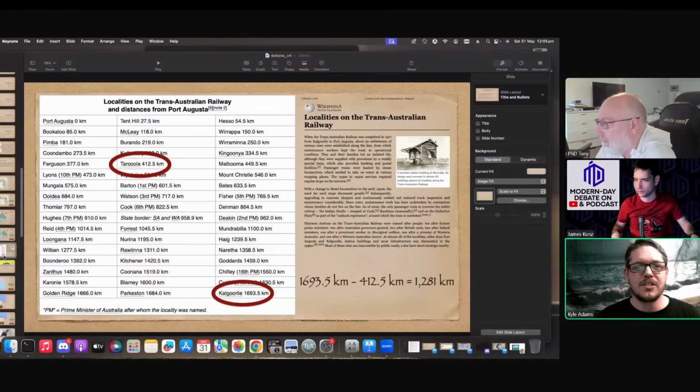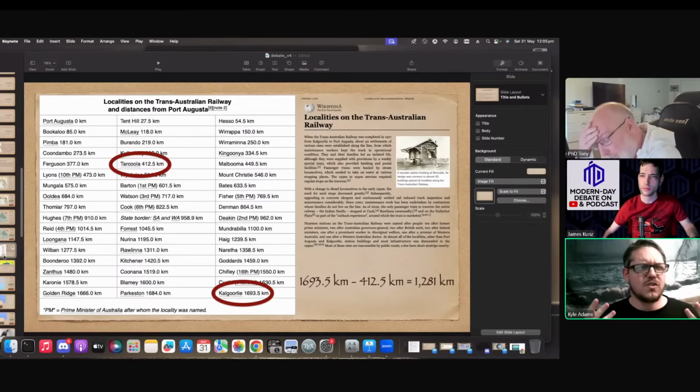Okay, so I just looked up Wikipedia, the Trans-Australian Railway, and localities on the Trans-Australian Railway. Yes. Okay, so you realize you're talking to someone who has great distrust in the governments of the world, right?